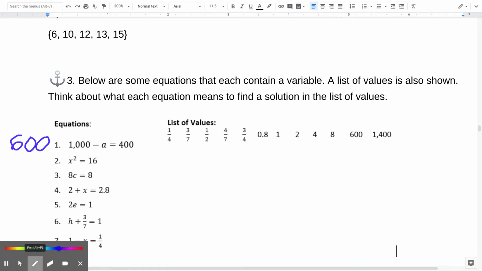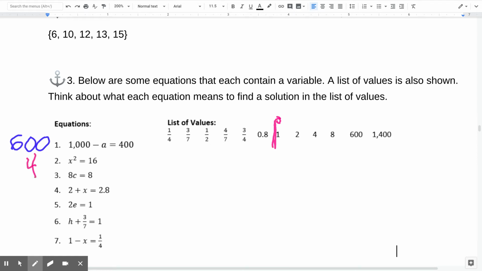The second one here is x squared equals 16. Okay, so I know that any of these numbers less than 1, if I square them, multiply them by themselves, I'm going to get a number that's smaller than them. That's not going to equal 16. 1 times 1 is 1, not 16. 2 times 2 is 4, not 16. 4 times 4 is indeed 16.